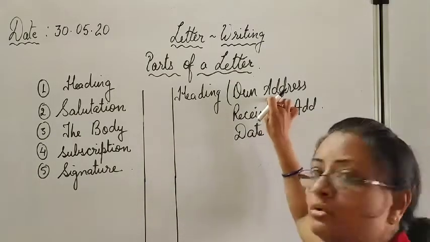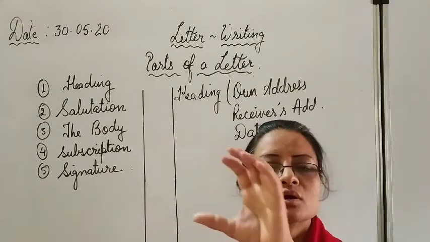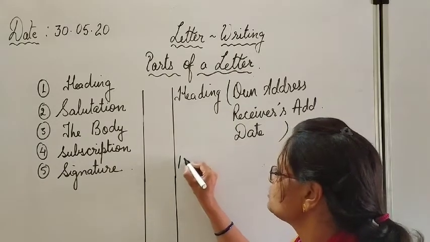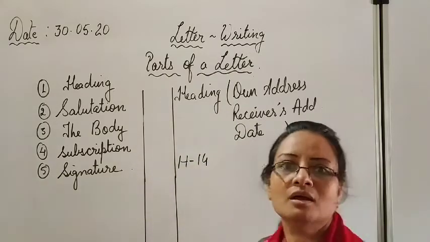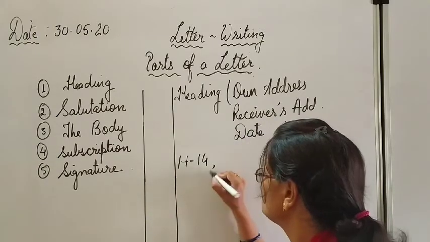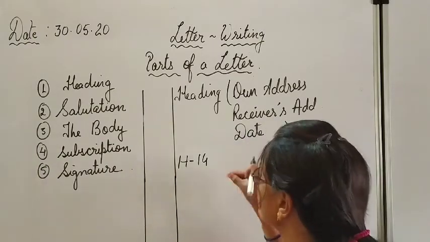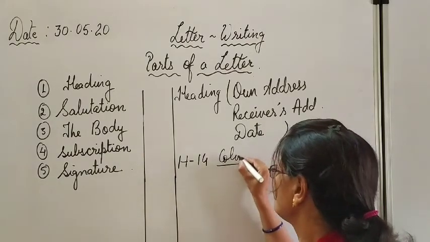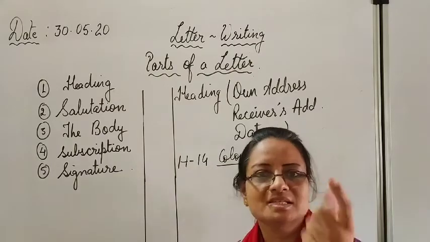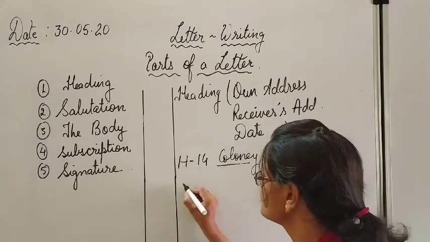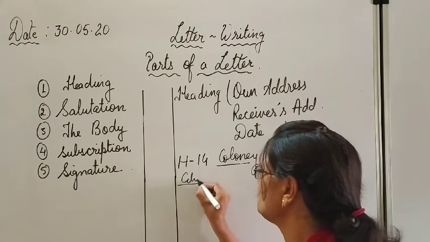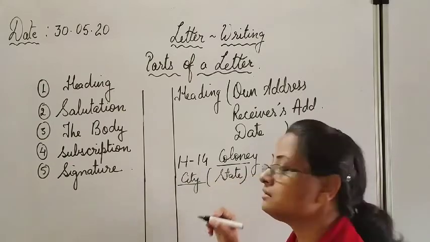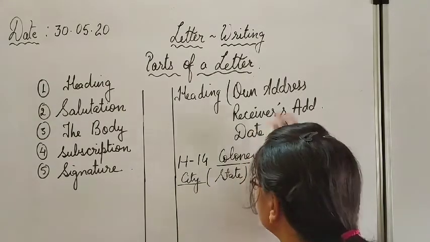Okay, here is how to write the own address. There is also a rule, a format for writing the address. In the first line you will write the house number, for example H14, A20, whatever. Then you may place a comma here or no need. After that you will write the name of your colony or area. In the second line you will write the name of the city, and then the state. This is the format of writing your address.